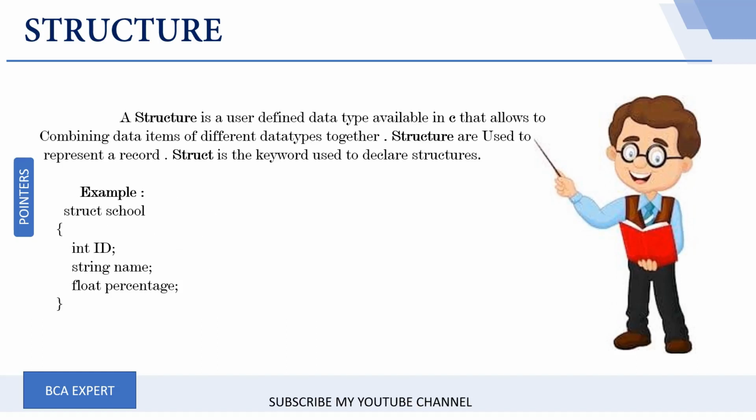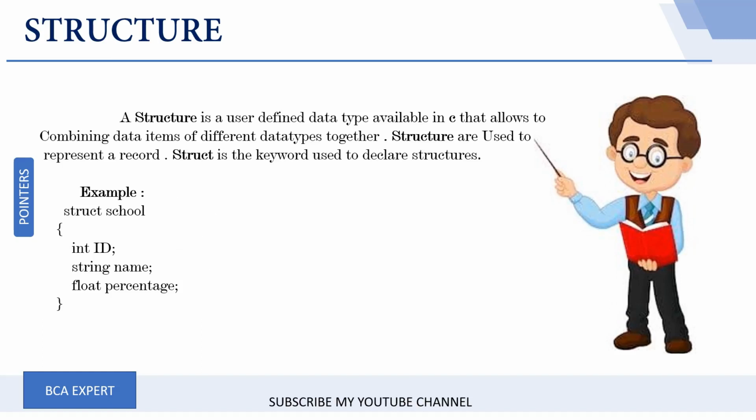What a structure basically does is it is a table to store values of different data types. For example, here I am considering a school. I have defined the structure using the keyword struct, and the name of my structure is school, inside which I have declared the ID of the student using the integer data type, the name of the student using the string data type, and the percentage of the student using the float data type.